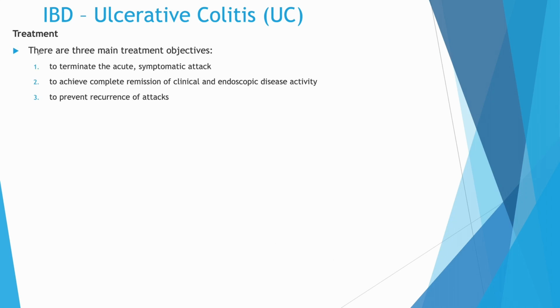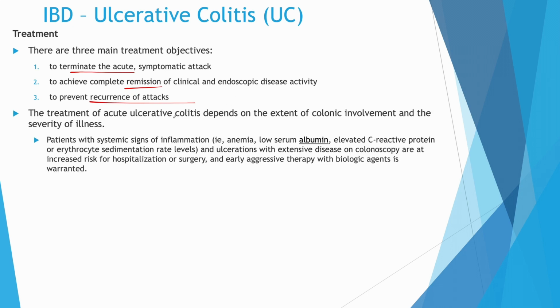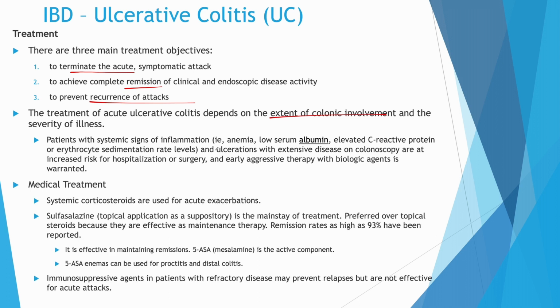All right, so treatment. Three main objectives of treatment. We want to stop the acute attack, we want to achieve remission, and we want to prevent future attacks, which makes total sense, right? It depends. What we start with in ulcerative colitis is going to depend on the extent of the colon involvement. And that's what we talked about earlier in that chart. We had the mild, moderate, and severe. So we're going to look at those signs of inflammation, the number of episodes of diarrhea, the increased risk for hospitalization or surgery, and treat them accordingly.